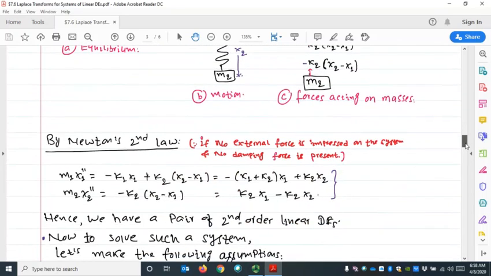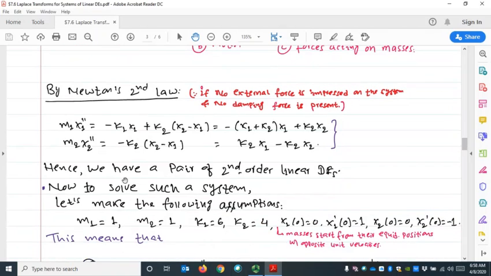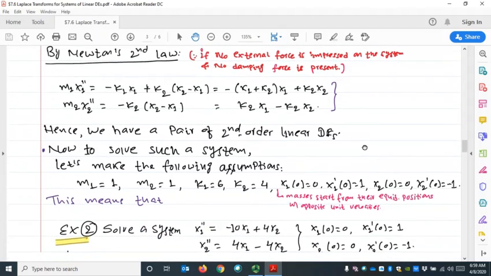So now by using Newton's second law, we will have these equations. These are the net sum of the forces for the first mass, and this is the sum of the forces acting on the second mass. So Newton's second law gives us this. It's a system of equations. Hence we have a pair of second order linear differential equations. Now next, let's talk about how to solve these systems. Now let's make the following assumptions.